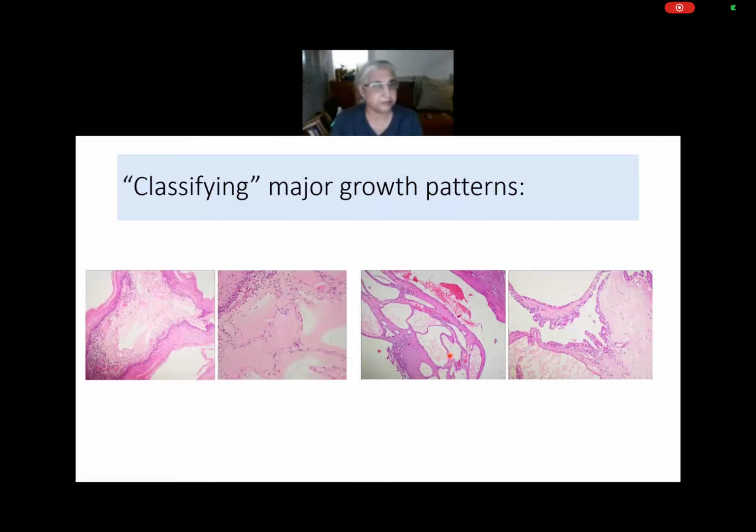Now let's go to Neha. What are you going to classify this? You've got two. A low power and a high power on the left that belong to one lesion, and a low power and a high power on the right that belong to another lesion. Can you tell me what the left-hand side lesion is? What are you going to describe it as?